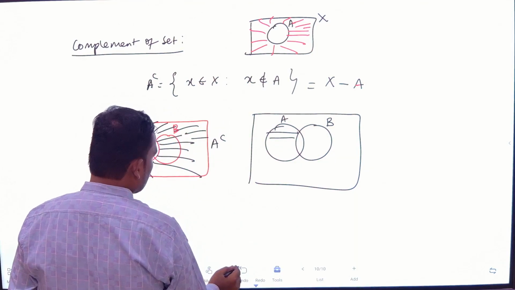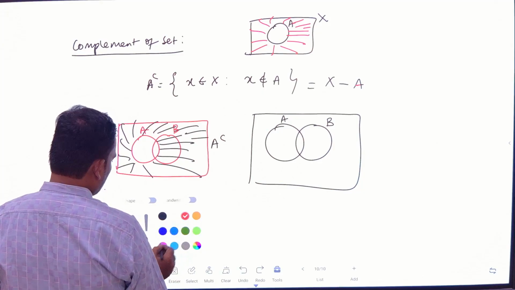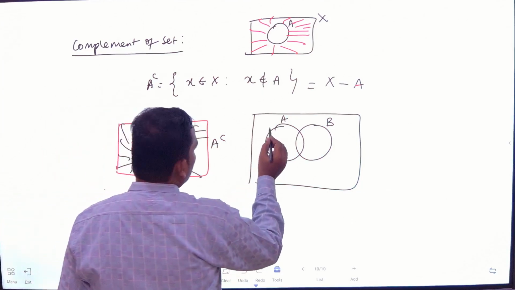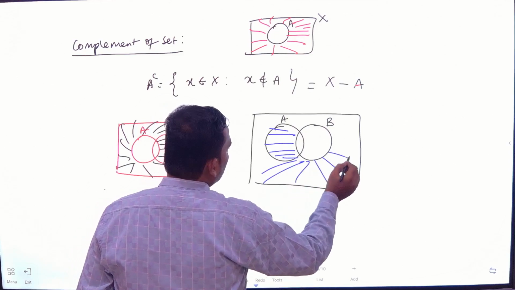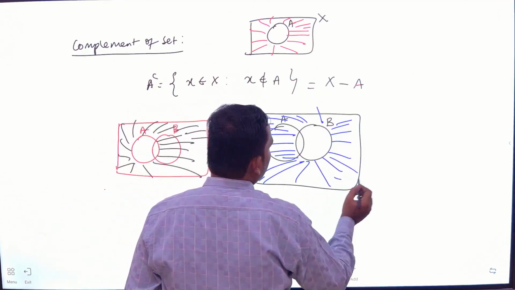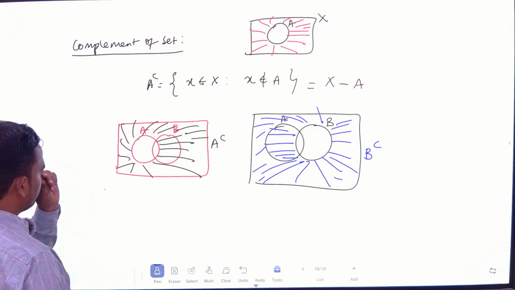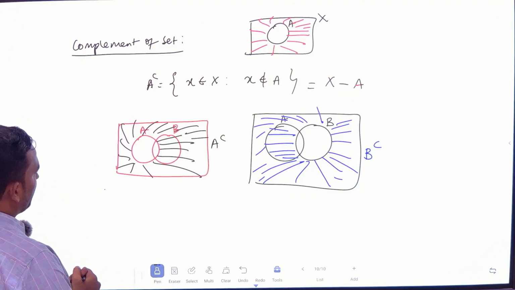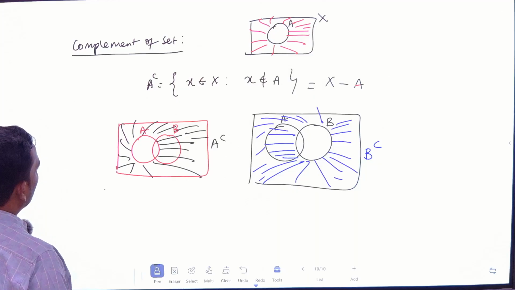I'll take another color. Except B, remaining everything will be there. This is B complement. Understood? Okay, fine. So what else can we say here?